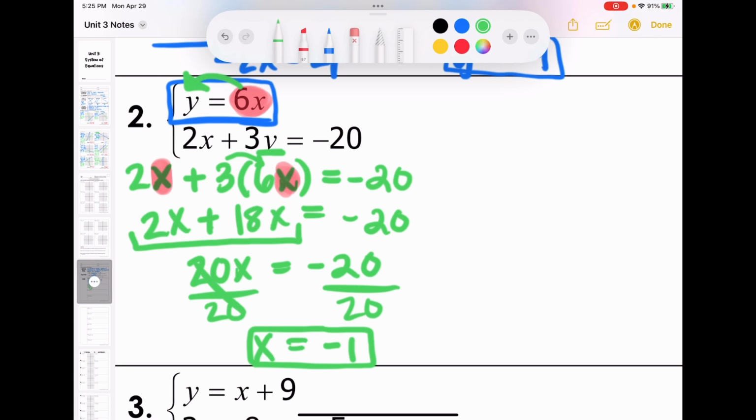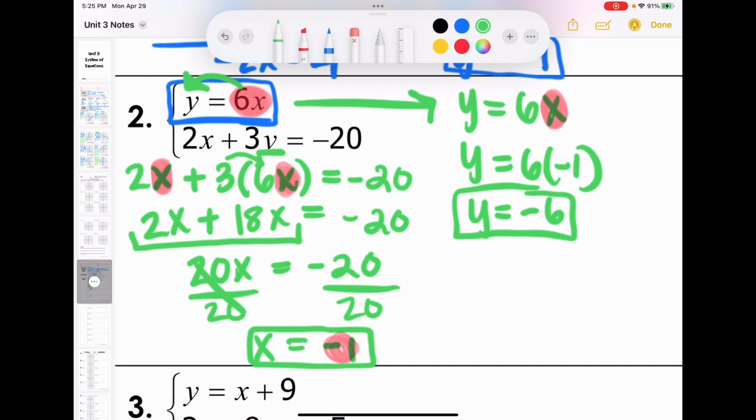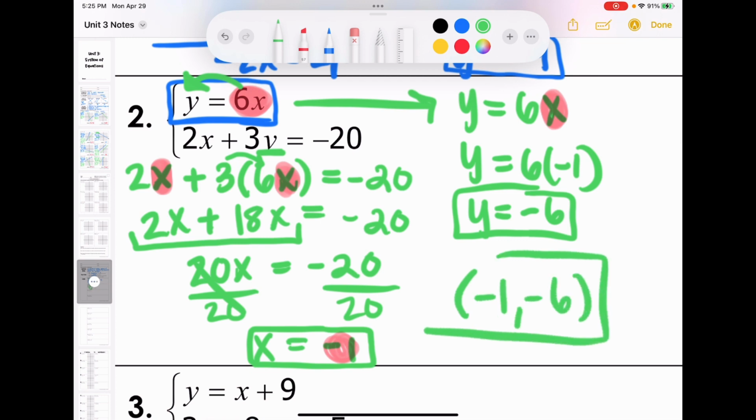All right, now we're on step 3. So I'm going to substitute this answer into the revised equation from step 1 and solve for the variable. So I'm going to take y equals 6x and plug negative 1 in for x because that's what x equals. So I have y equals 6 times negative 1. If you type that in your calculator, you'll get negative 6. So then remember, we always write our answer as an ordered pair. So negative 1, negative 6 would be our solution.